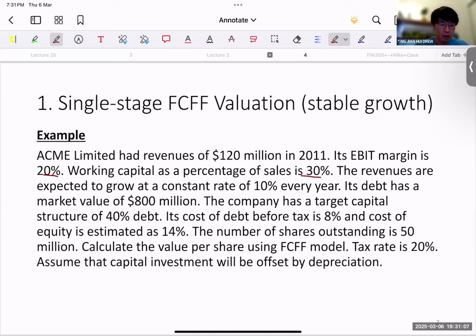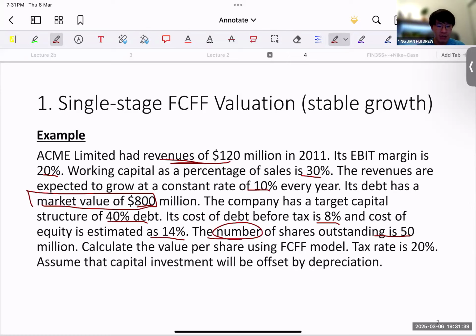Revenues are expected to grow at a constant rate of 10% every year. So this revenue here is going to grow by 10%. The debt has a market value of this. Okay, this is important, it is a market value. The company has a target capital structure of 40% debt. The cost of debt before tax is 8%. The cost of equity is estimated at 14%. The number of shares outstanding is 50 million. This number of shares is an important number.